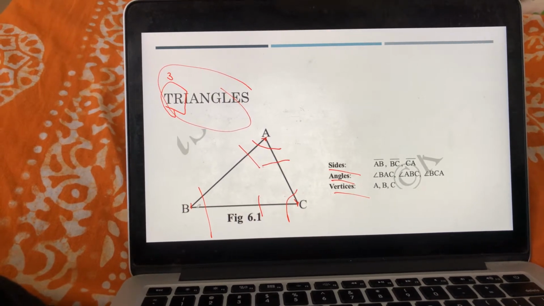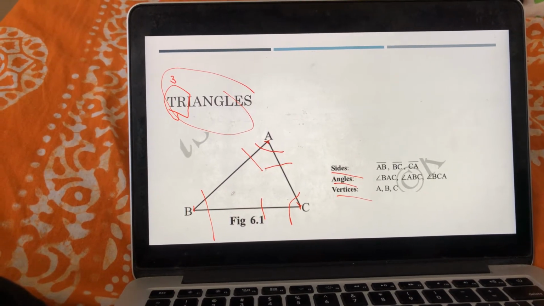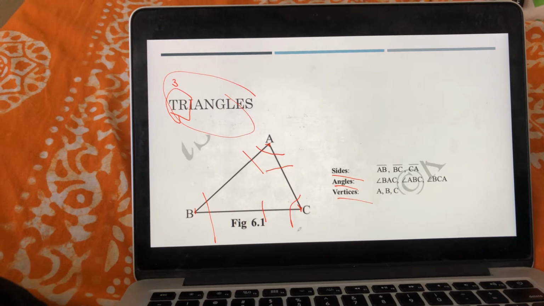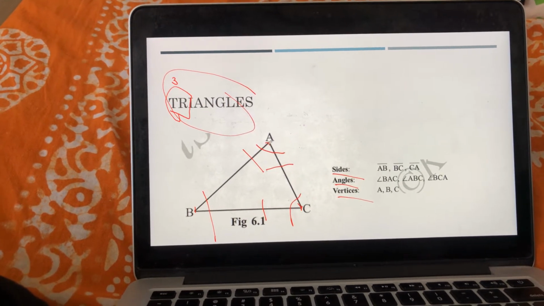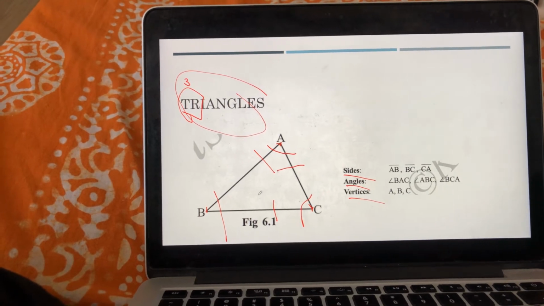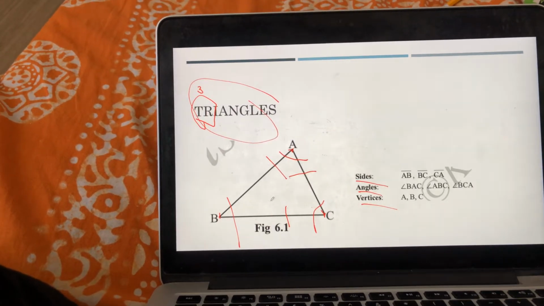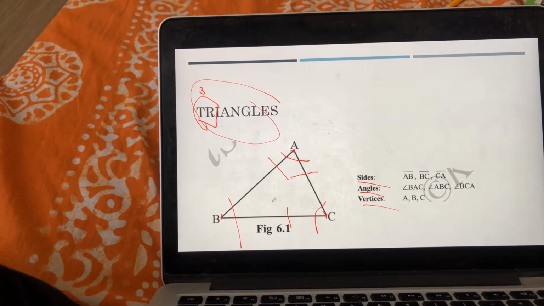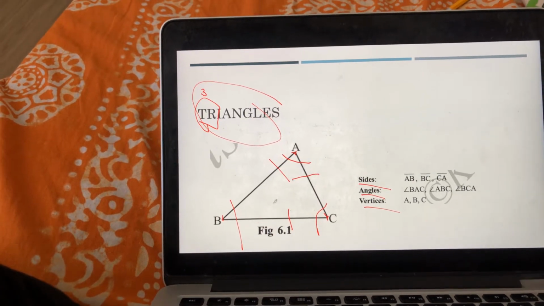AB, AC and BC are the sides. Angle A, angle B and angle C are the angles formed due to the intersection at the points A, B and C, and A, B and C are called the vertices of the triangle. We have three sides of the triangle, three angles of the triangle and three vertices of a triangle.